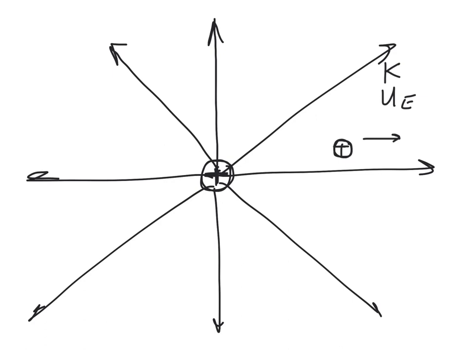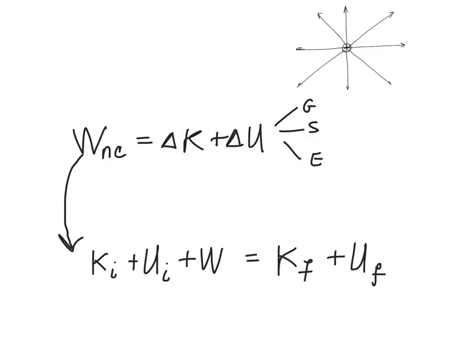Now remember, last semester we used PE and we used U, and this semester we're pretty much just going to use the U. So we had PE gravitational for gravitational potential energy, PE spring, or U gravitational or U spring, and now we're going to call this U_E, the electric potential energy. And how do we think about it? Well, let's remember what we know about energy. So here's what we learned last semester.